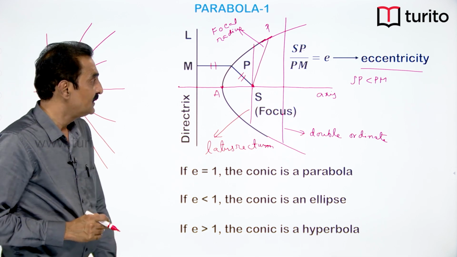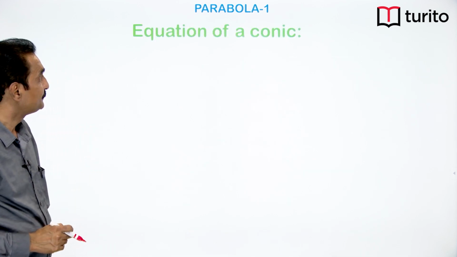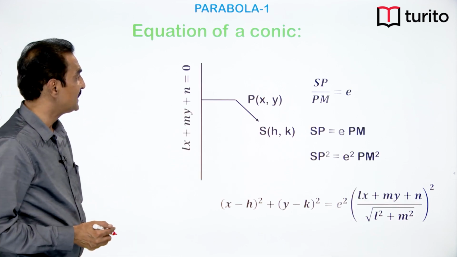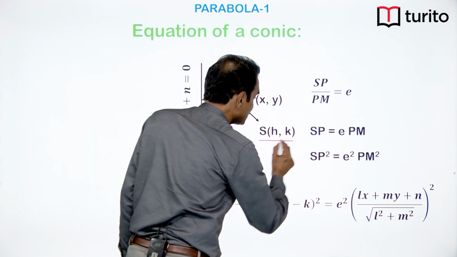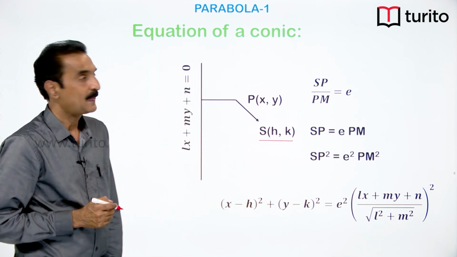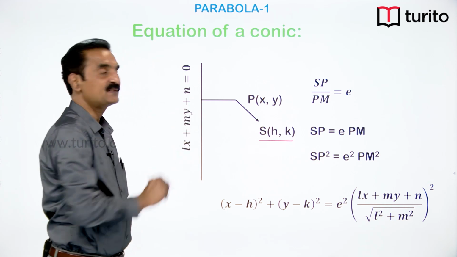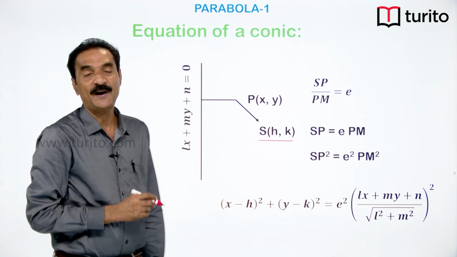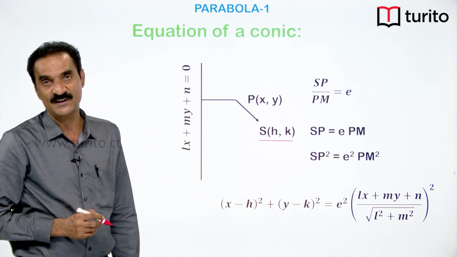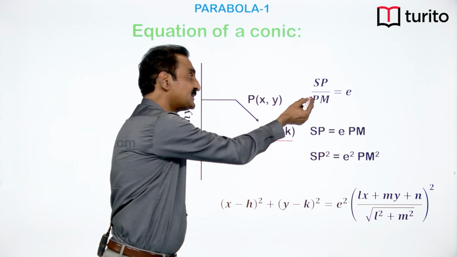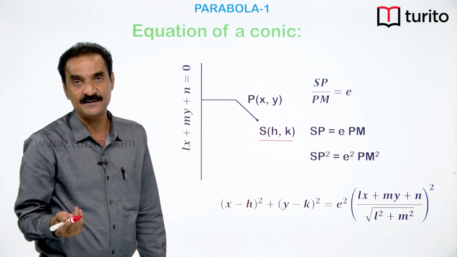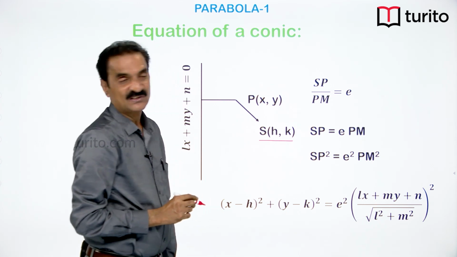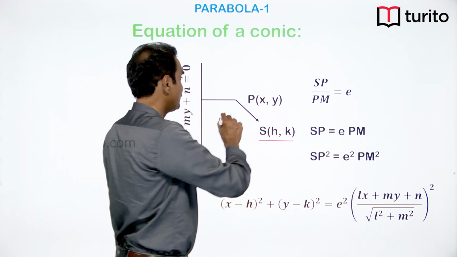Okay. Now, the equation of a conic. Let us consider the focus as some h comma k and the directrix as Lx plus My plus n is equal to 0. Now, how to find the equation of the conic section? The eccentricity should be given, otherwise you cannot find the equation of the conic. Take a point P x comma y on the conic.